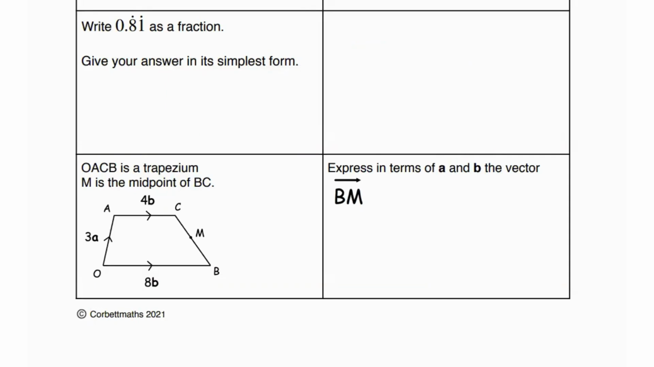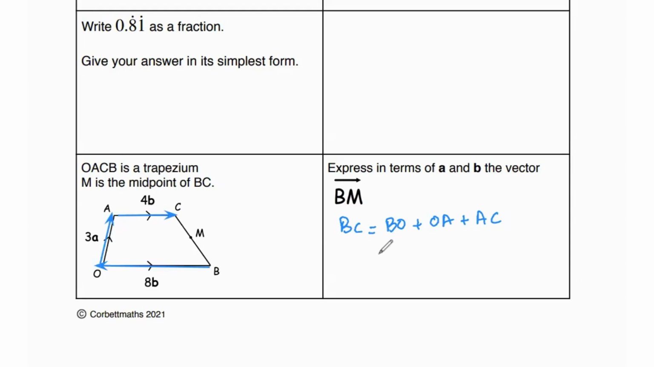Next question says, OACB is a trapezium. M is the midpoint of BC. Express, in terms of a and b, the vector BM. So we already have OB, we have OA, we have AC. We need to find BC first. So BC can be found by doing BO plus OA plus AC. The route we're taking is we're going from here to here, then here to here, and then here.